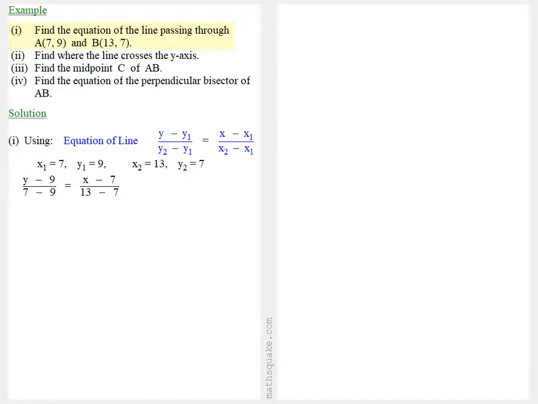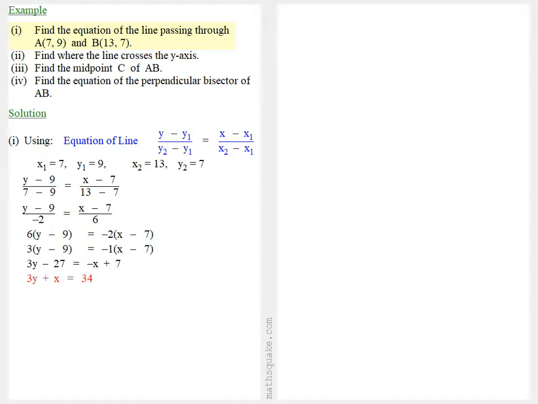And if we multiply both sides by minus 2 and 6, we get 6 into (y minus 9) equals minus 2 into (x minus 7). Dividing by 2, we get 3 into (y minus 9) equals minus 1 into (x minus 7). So 3y minus 27 equals minus x plus 7. And adding 27 onto both sides gives us 3y plus x equals 34.